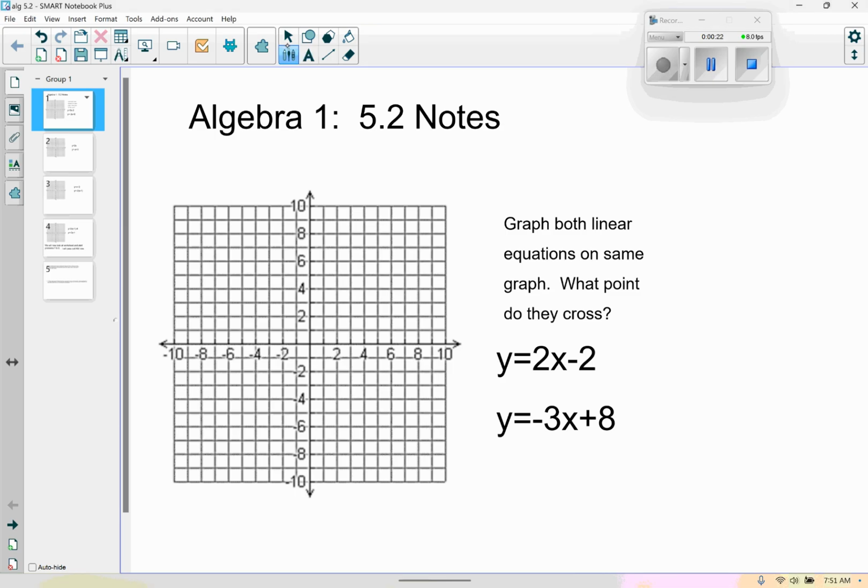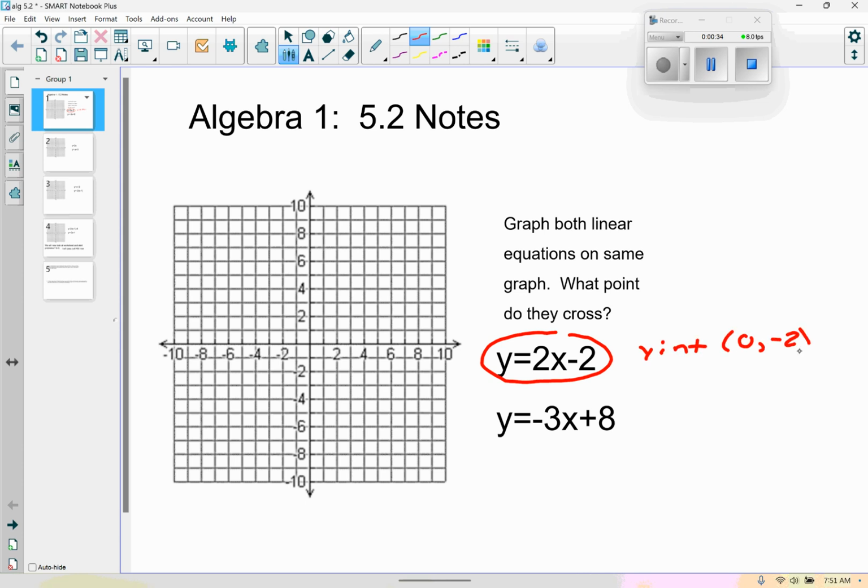So we want to graph both of these on the same line. So we're going to use two different colors. I'm going to graph this one first. We know that my y-intercept is going to be at the point 0, -2, because that's a -2. So that's down here. And then my slope of this one is going to be 2, or we're going to say it's 2 over 1 because of that. So from here, I'm going to go up 2, right 1.